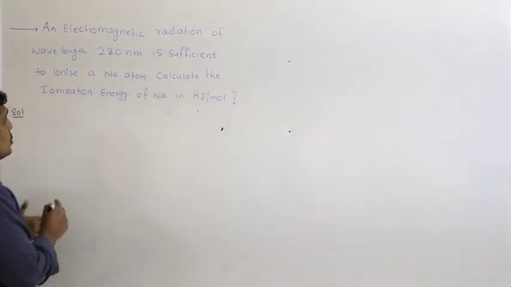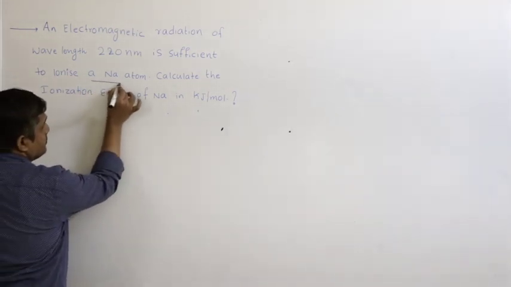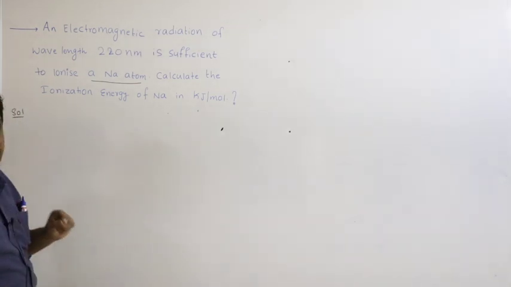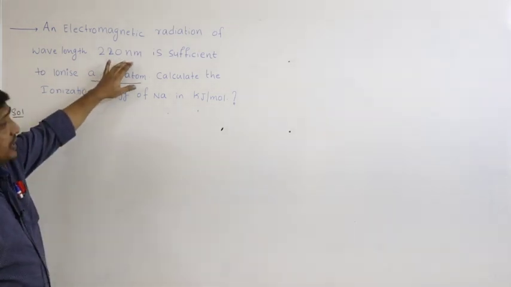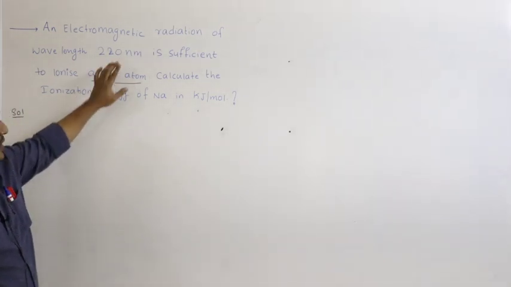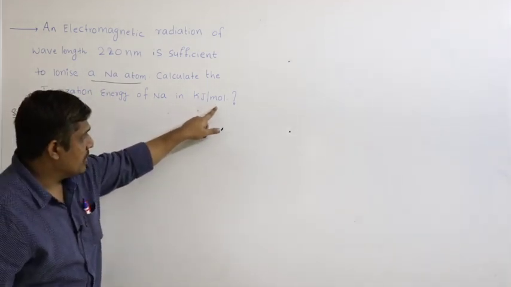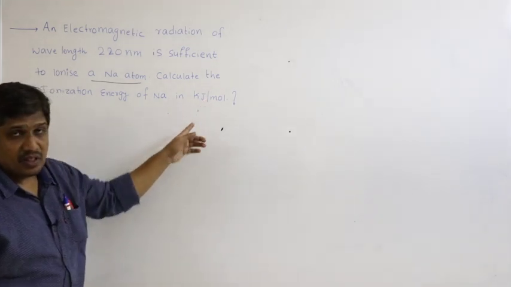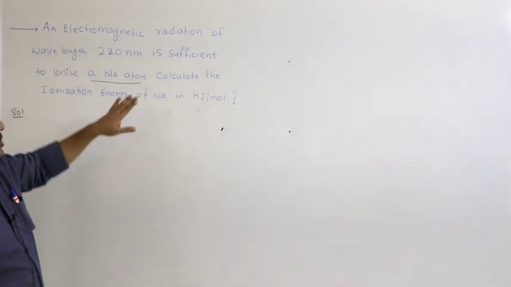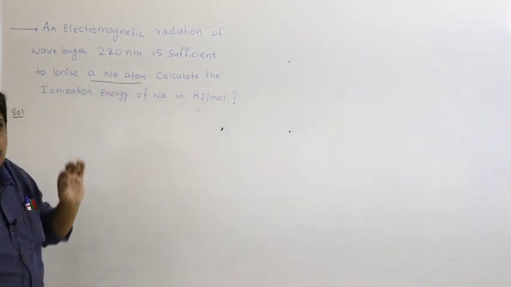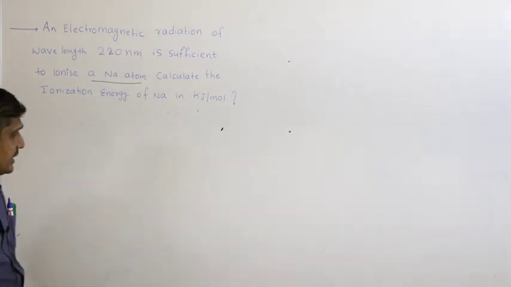So, to ionize one atom, radiation of this wavelength is sufficient. But we have to find ionization energy in kilojoules per mole. Per mole means to ionize Avogadro number of sodium atoms. So, let us try to collect the data first.